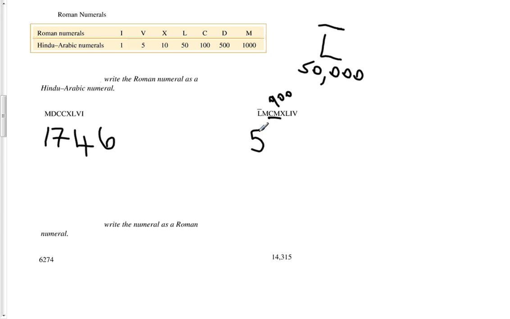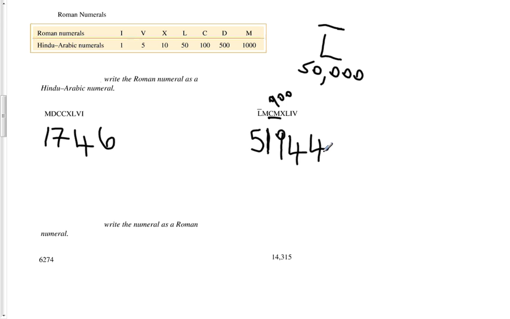So what we have here so far is 50,000. M is 1,000, so we have 51,000 here. This CM is going to make 900. And then XL, well, X is 10, L is 50, so we subtract those values because the L comes first, to get 40. And then IV, well, I is smaller than V, so IV is 5 minus 1, which is 4.